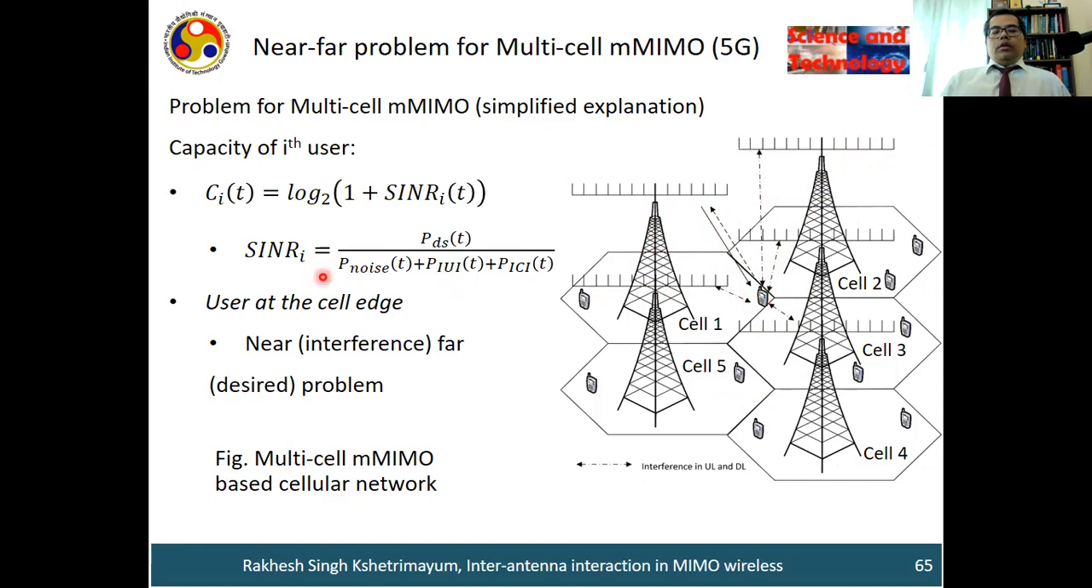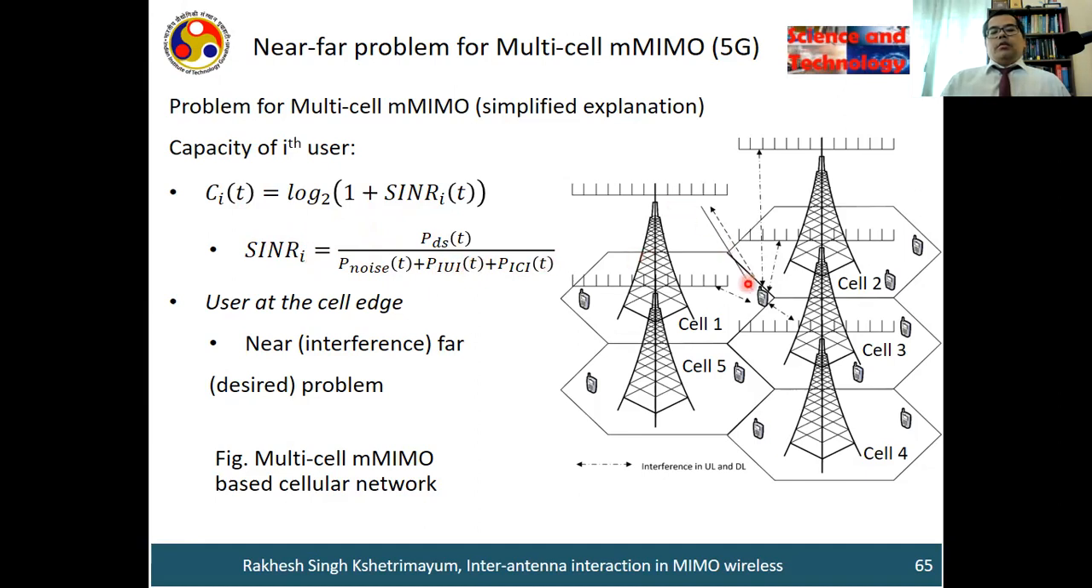So there is something called signal to interference noise ratio. This is the desired signal divided by the noise along with the interfering signals. So SINR, signal to interference noise ratio. The higher the signal to interference noise ratio, the capacity, the data transfer rate, is going to increase. But if this decreases, then the capacity of data transfer rate is going to decrease. SINR is calculated as power desired divided by the power interfering.